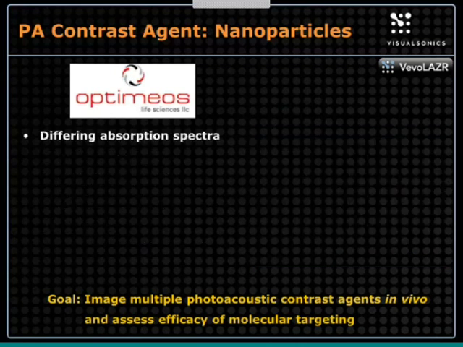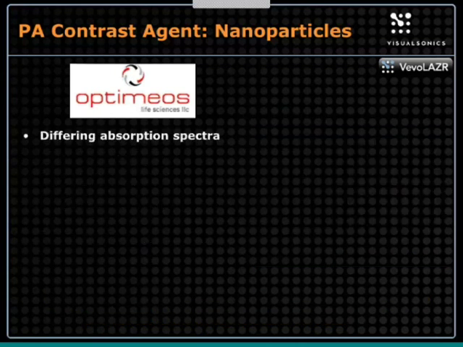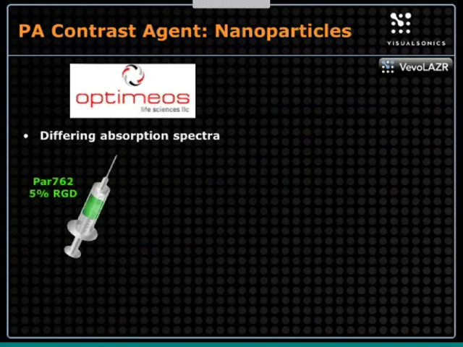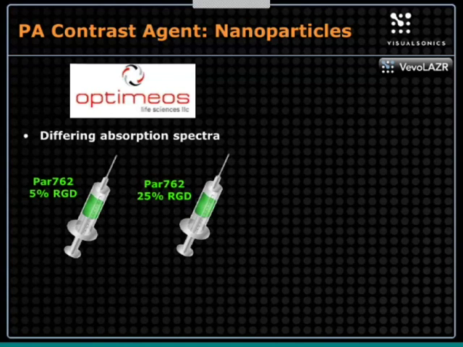So how are we going to do that? Because, again, I pointed out in the last slide, because we have these differing absorption spectra, we can basically take agents of two different colors, okay? So Optimum made one agent. This is called the PAR 762 agent, which is one particular color, so it has one particular peak absorption. And then they functionalized it with either 5% RGD peptide or 25% RGD peptide.